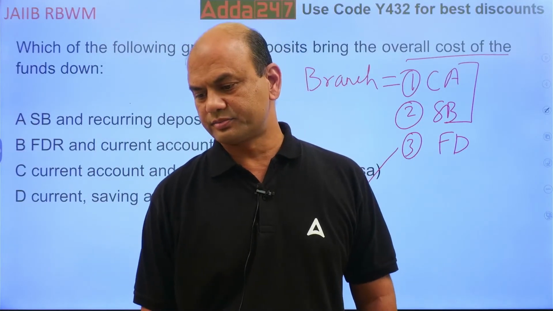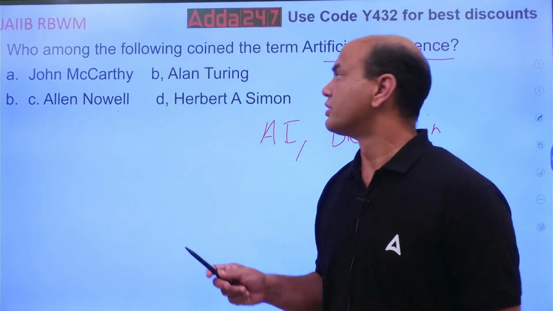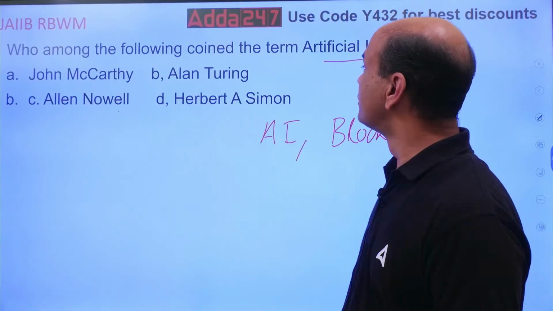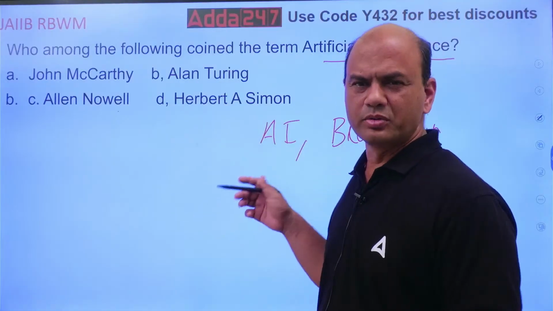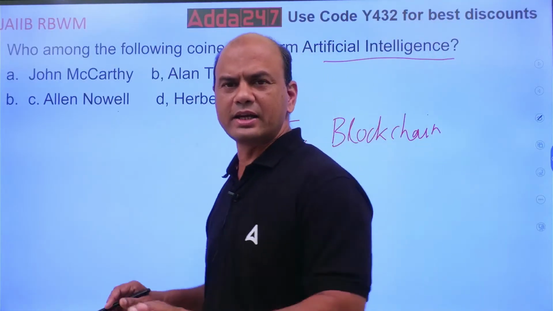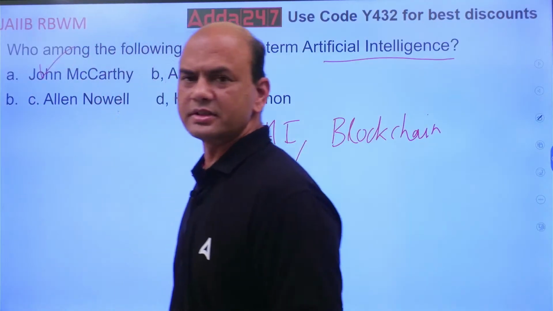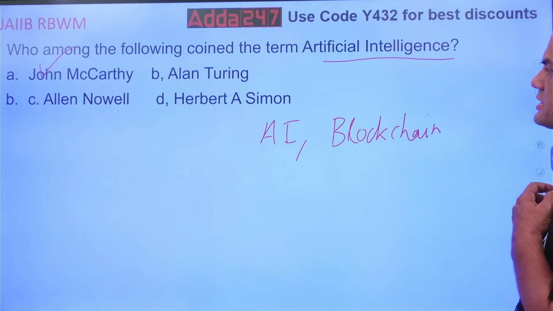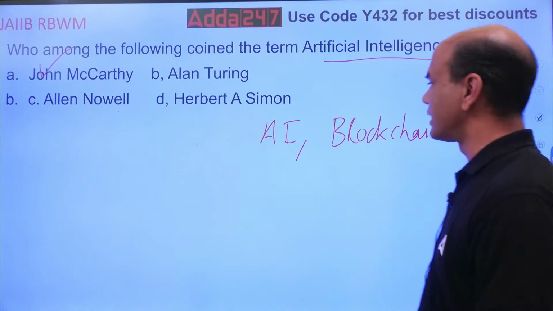Next. This question is asked many times. So who coined the term AI? Now, many of you might not know all these names. I'll directly give the answer. John McCarthy. This is the answer. John McCarthy coined the term AI, artificial intelligence. Okay, he coined the term. Got it? John McCarthy.